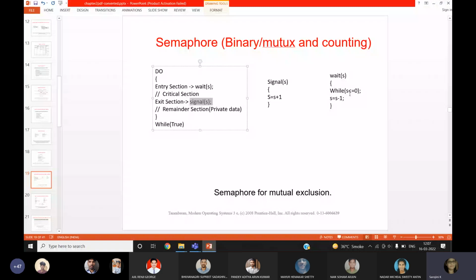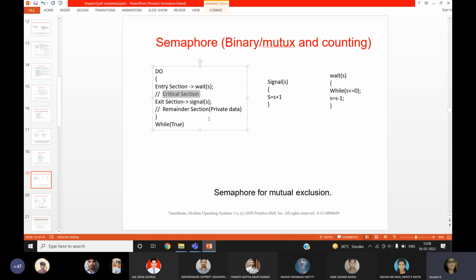Then immediately here the P2 can come inside the next statement. Why? Because S equal to 1, the condition is false. When the condition is false, you can come inside. S equal to S minus 1, that means now P2 is making S equal to 0, and then successfully it will go inside the critical section.